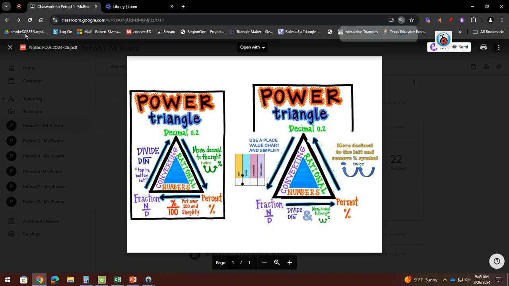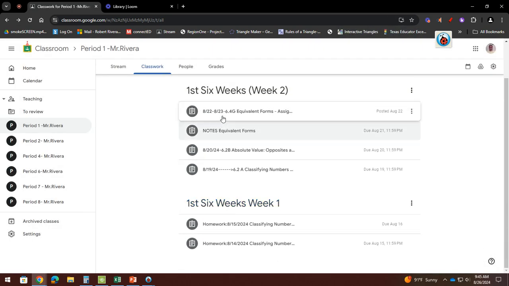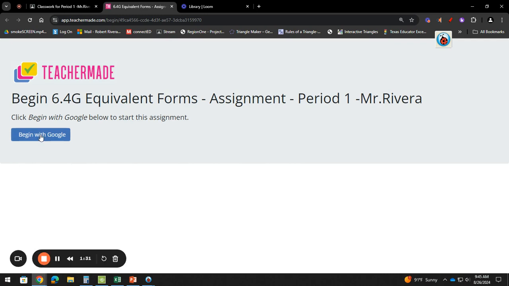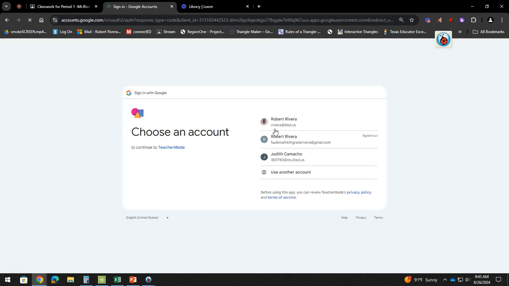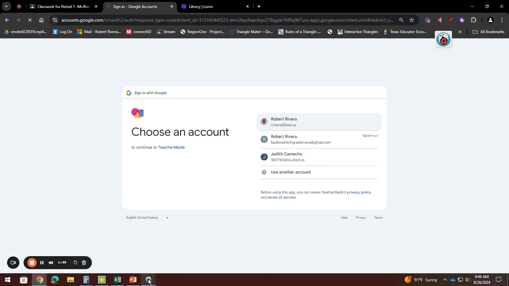And again, where do I find this? You'll find it in the notes, equivalent forms. The triangle would be there. The actual assignment is this guy here, which we started on Friday. So I'm actually going to record what we did on Friday in case you were absent or you forgot. I will show you in a minute.